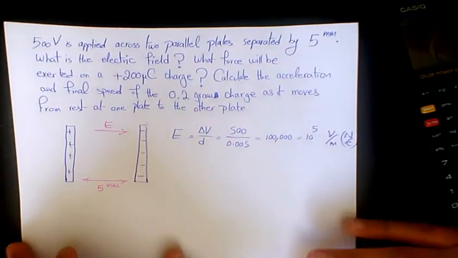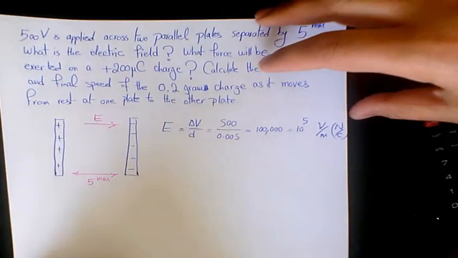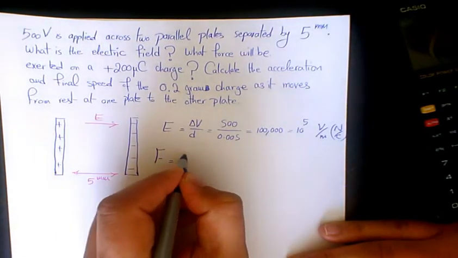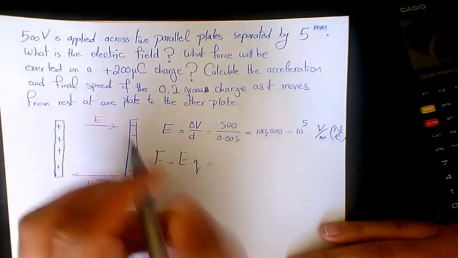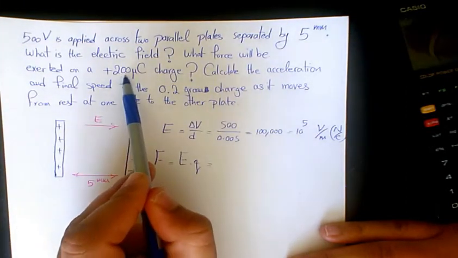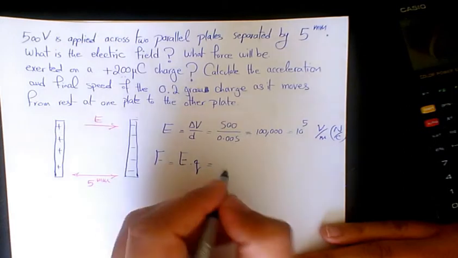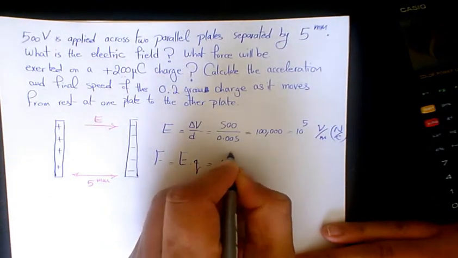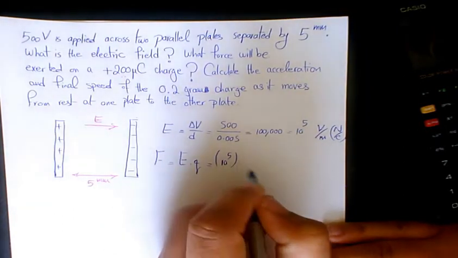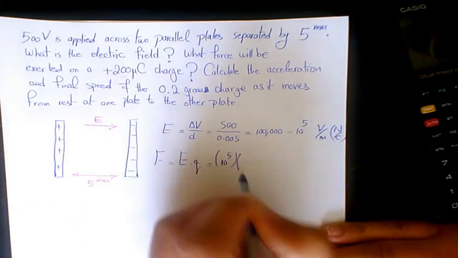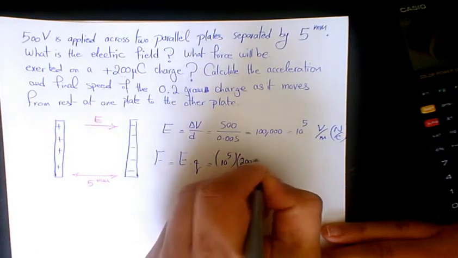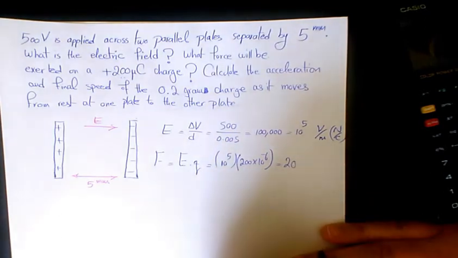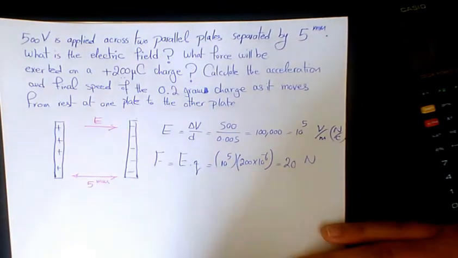Now I need to find out the force, and from force I need to find out the acceleration. Force is going to be E times Q, the force on this charge. So that will be 10 to the power 5 times Q, which is 200 times 10 to the power of negative 6. That's going to give me 20 Newton.